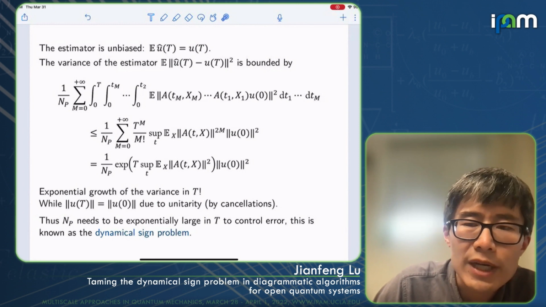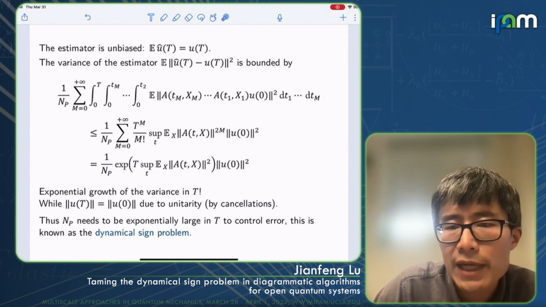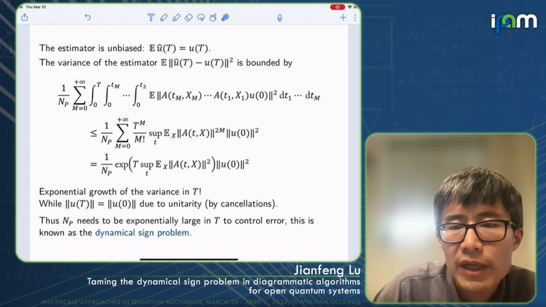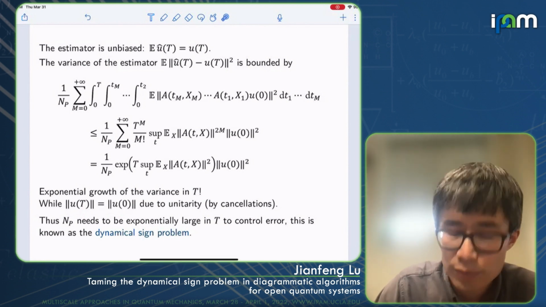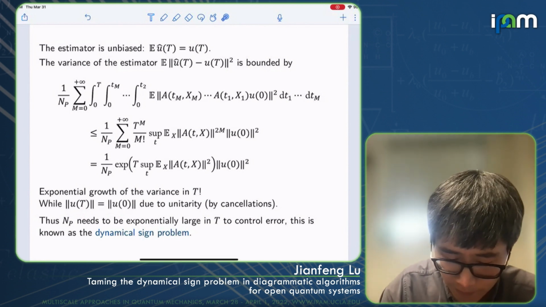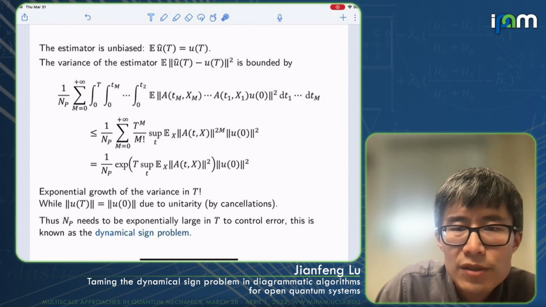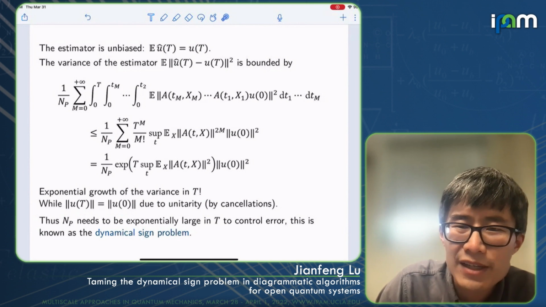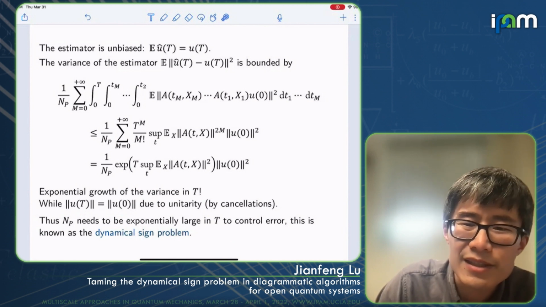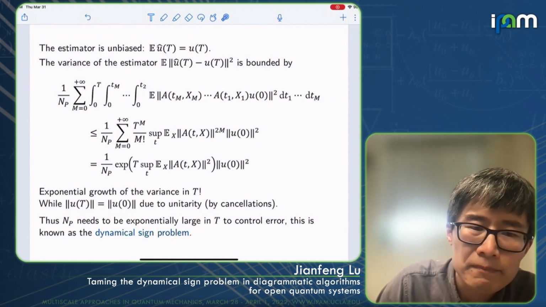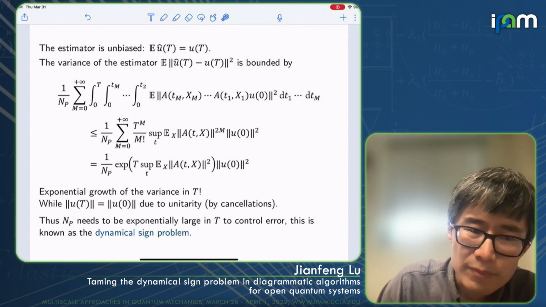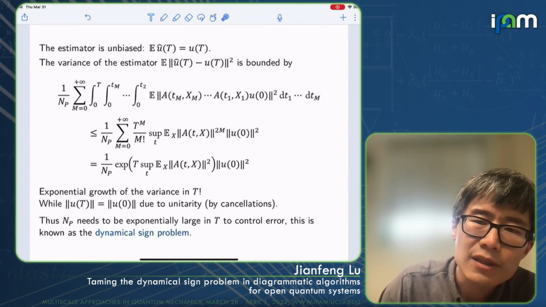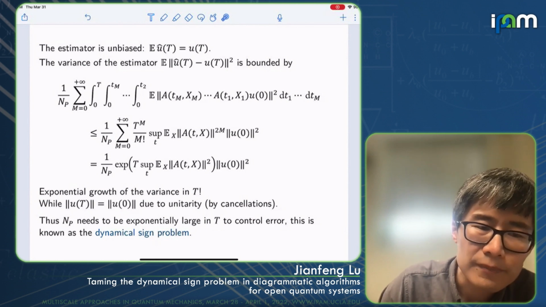And remember that we are thinking about the Hamiltonian evolution so that the solution is actually unitary. So the norm shouldn't change, but the variance grows exponentially so that we have to choose an exponential number of samples. Okay, and it could be too oversimplified, but to my understanding, this is the origin of the dynamical sign problem. Just because if we think about the summation of these Feynman paths, the variance grows exponentially.